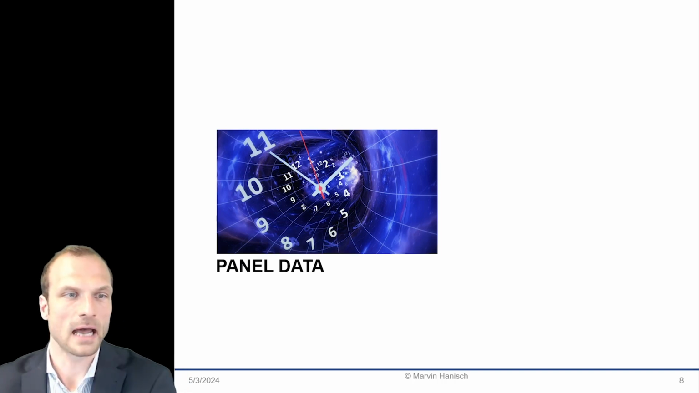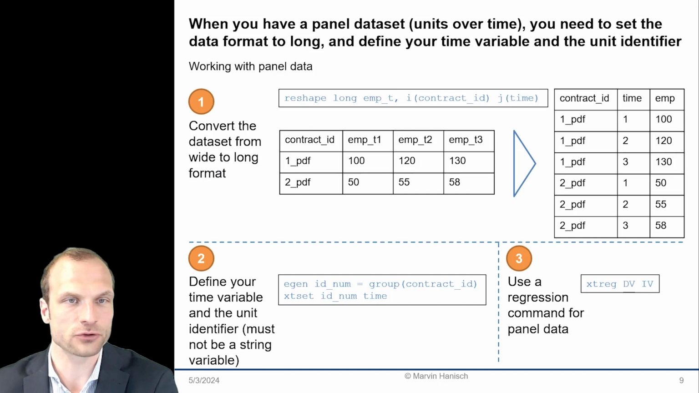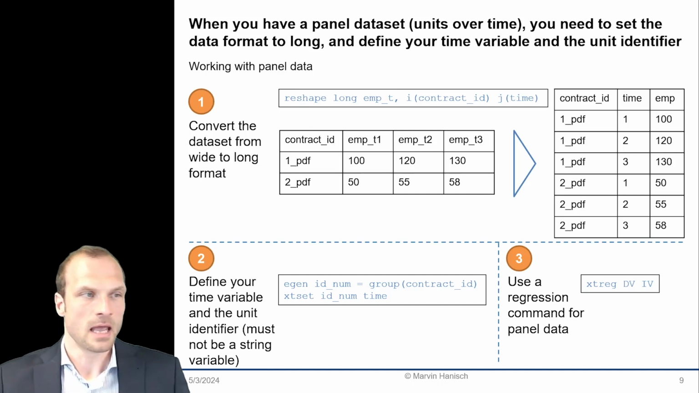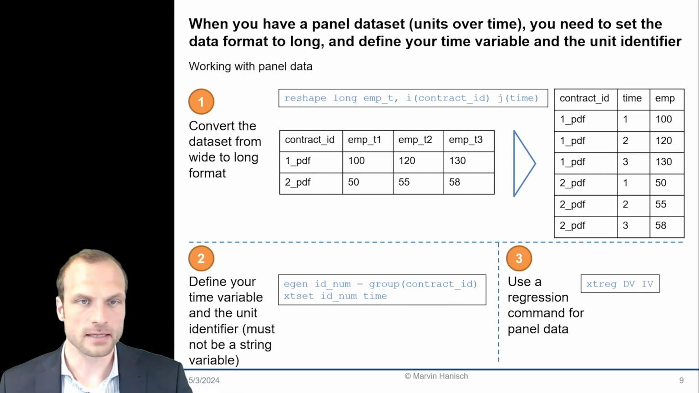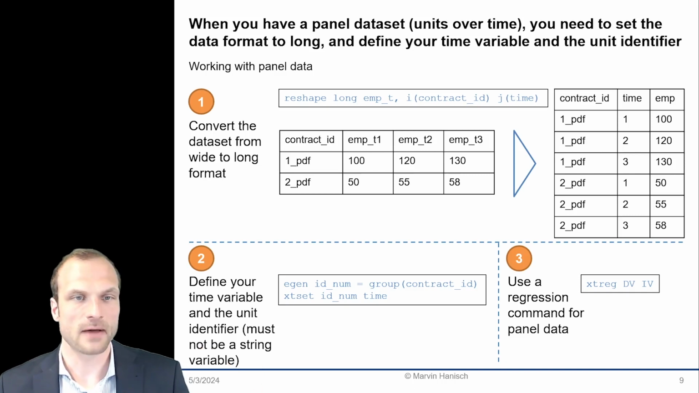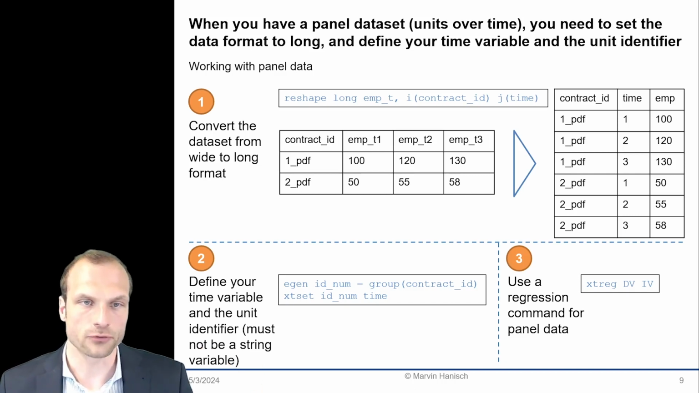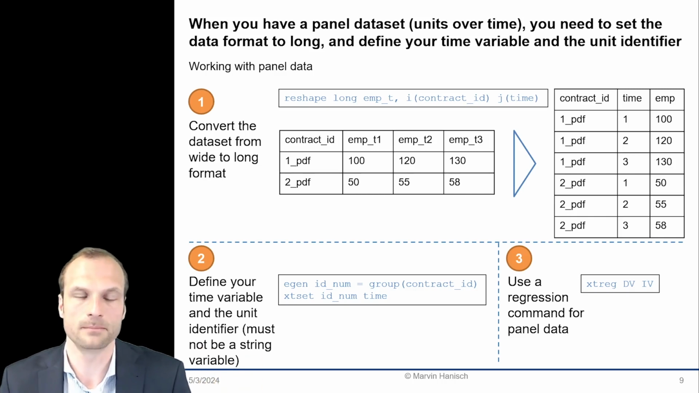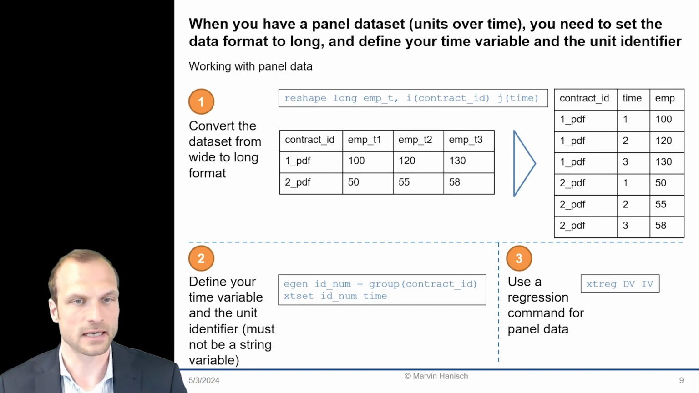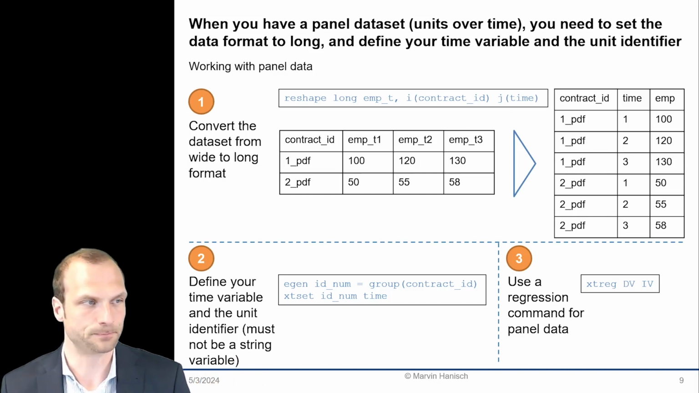To begin with, I need to ensure that my data is structured in the right format. In my example here, I have employee data, let's say, and each row in my data is one employee. And this employee is uniquely identified by the employer contract they have. For example, the first row is the first employee, 1_PDF is the contract of employee number 1, and then the second row is employee number 2.